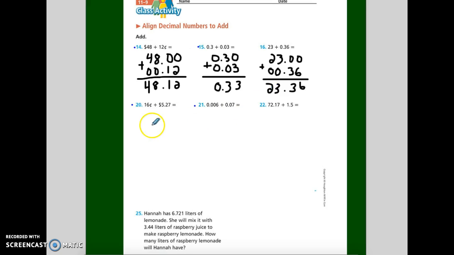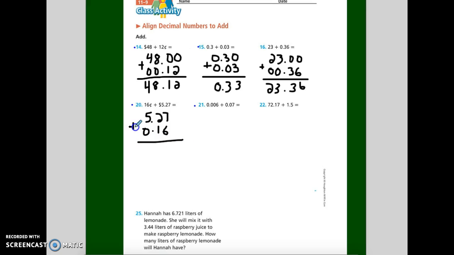All right, so I want you to go ahead and try 16 on your own. Pause the video, use a whiteboard marker, and go ahead and try it for yourself. All right, let's see how you did. So I'm going to go ahead and line these up. I'm going to start with the $5.27 just because that's the bigger number. So $5.27. And then I had 16 cents. So I know that the cents goes behind the decimal point. Add the 0 just to fill in the blank so I don't accidentally mess something up. Then I can go ahead and add.